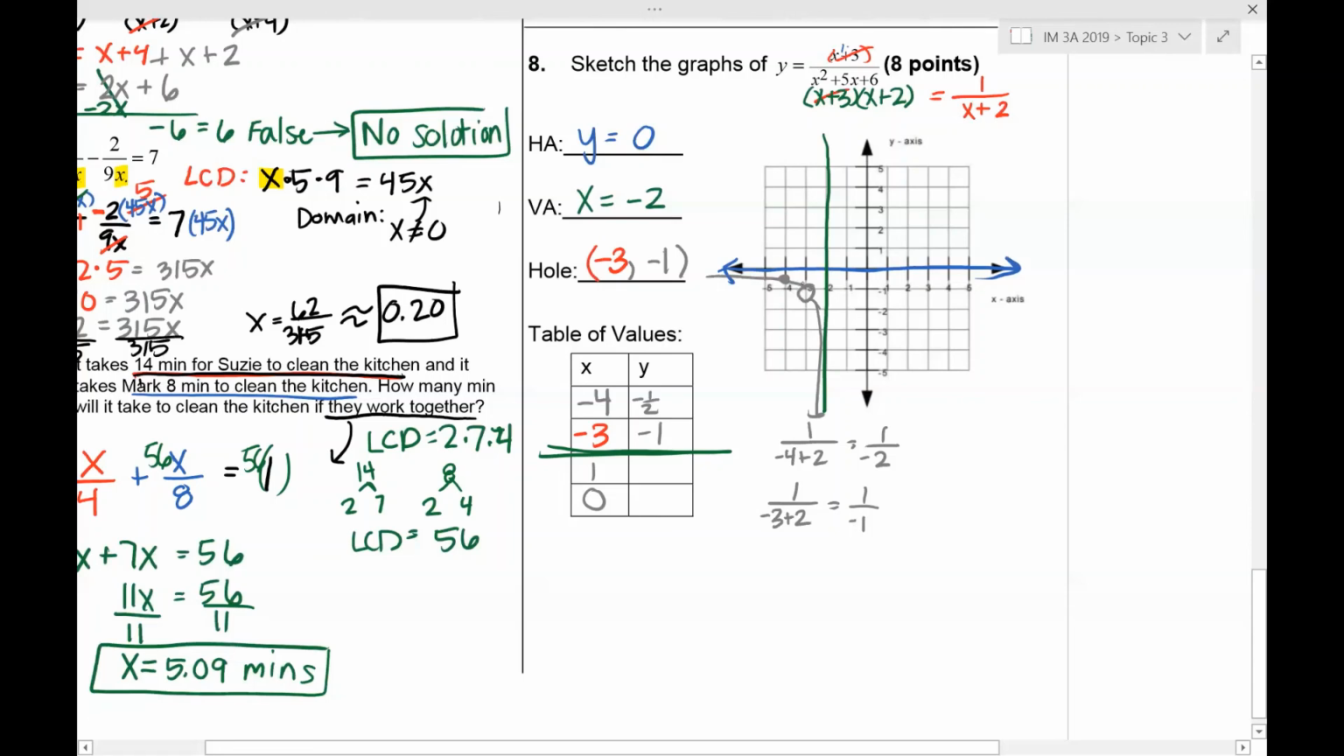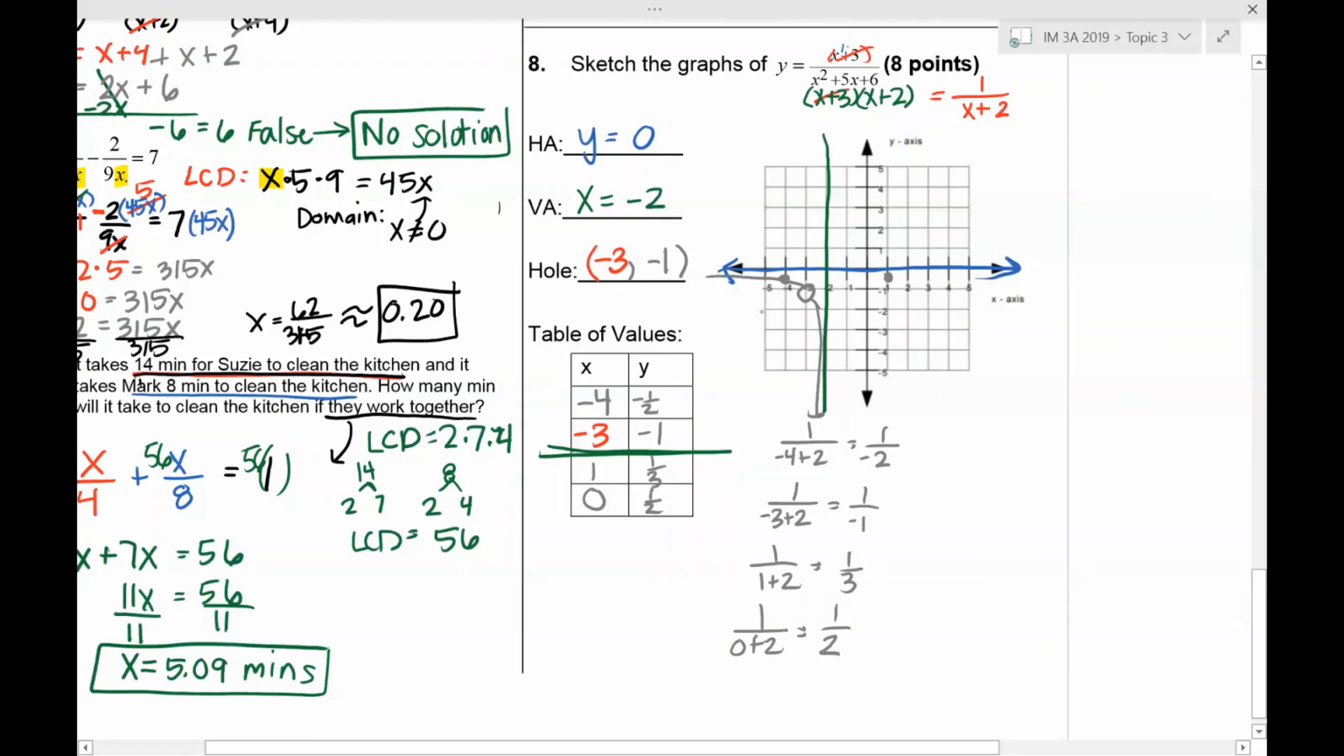Then we need to plug in 1 and 0. So 1 over 1 plus 2 is 1/3. So we're going to plot the point. Oh, I was supposed to plug in -1. That's okay. The 1/3 would be here. And then if I plug in 0, I get 1 over 0 plus 2, which is 1/2.